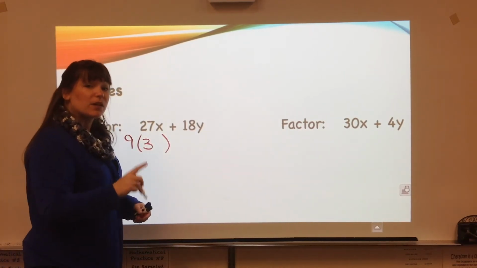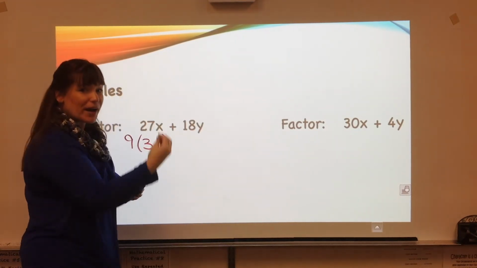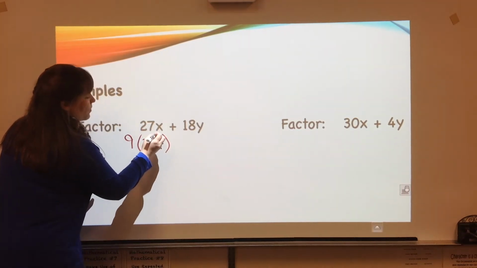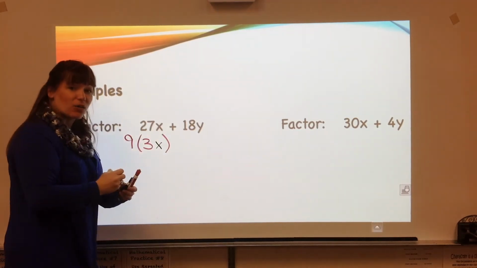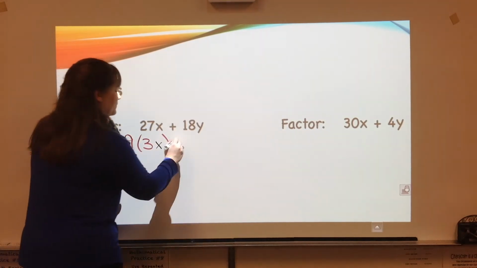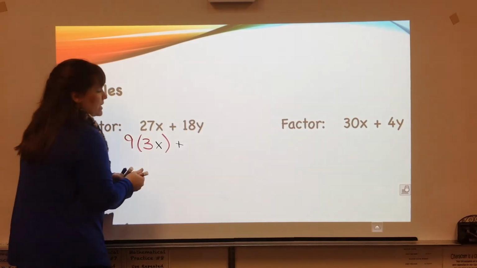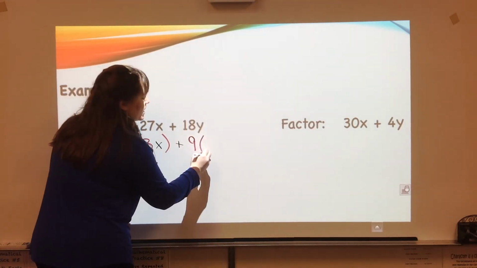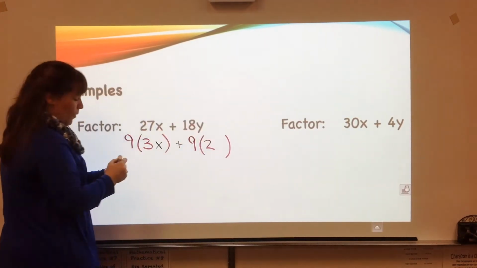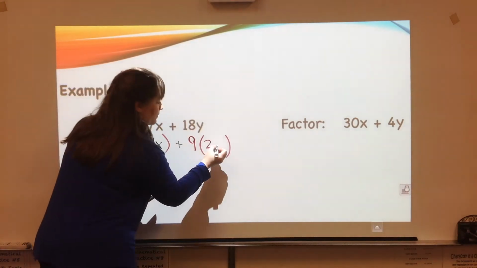But because there is a variable in this expression, I need to drag it down because I don't know what it stands for. So that x just needs to be brought down next to the 3. Over on the other side, we are still going to be thinking what times 9 gets me 18, and that would be a 2. But there's a y sitting there, so we have to drag that down as well.